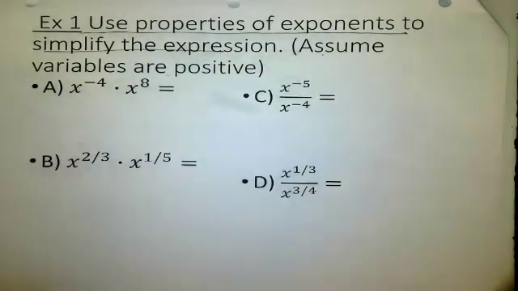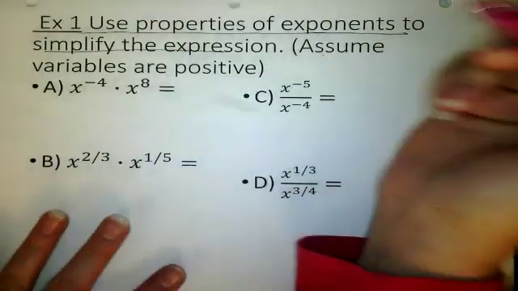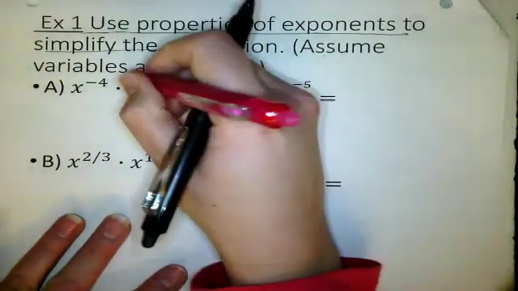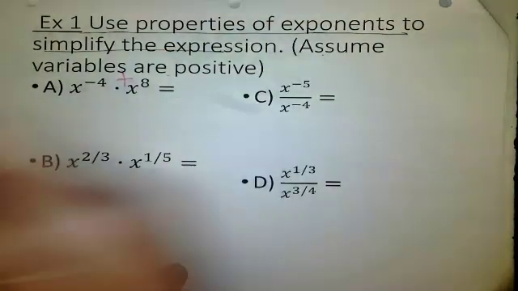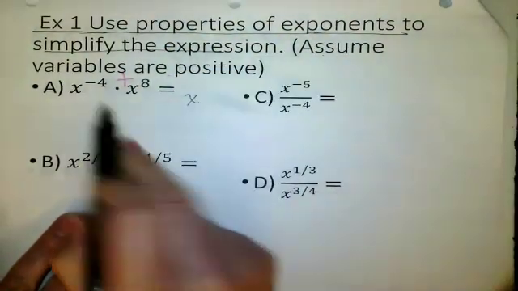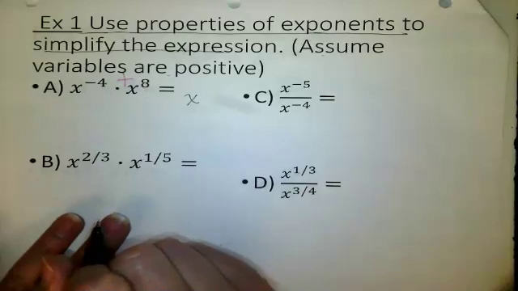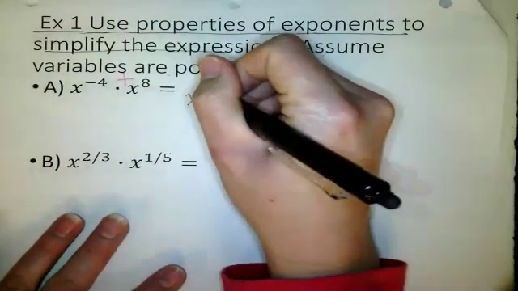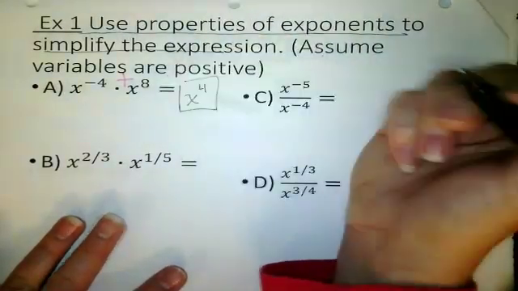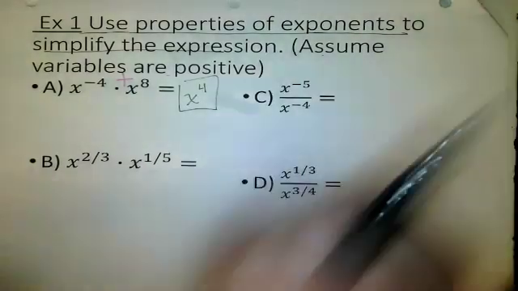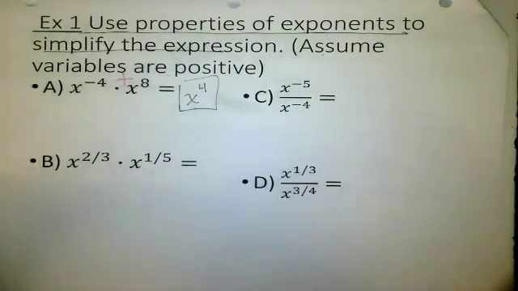So we have x to the negative 4 times x to the 8th. They have the same base. What do we get to do to their exponents? Add them. We're going to keep the base the same. What is negative 4 plus 8? 4. Done. Add your exponents. Negative 4 plus 8.